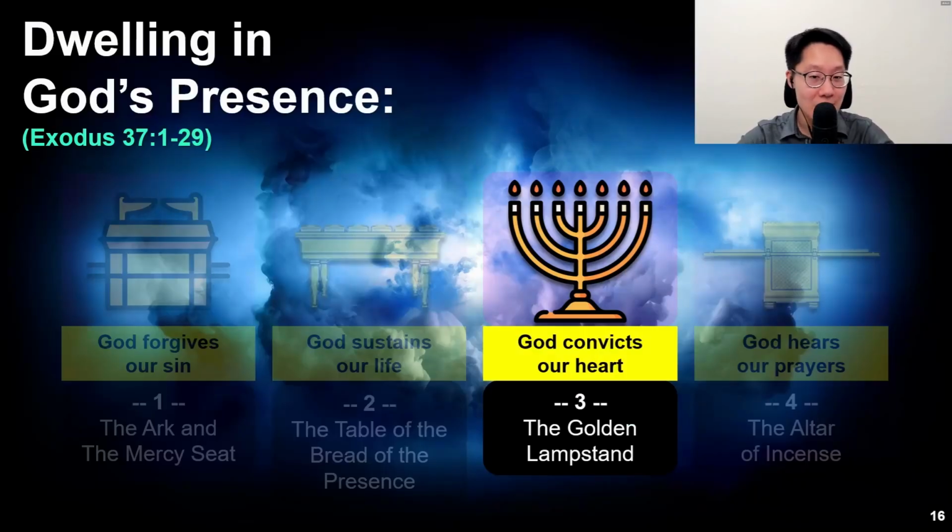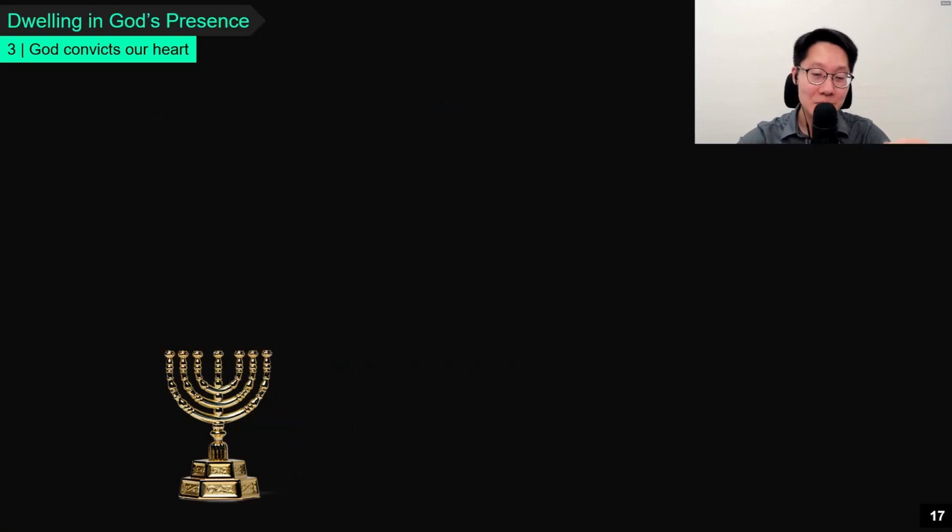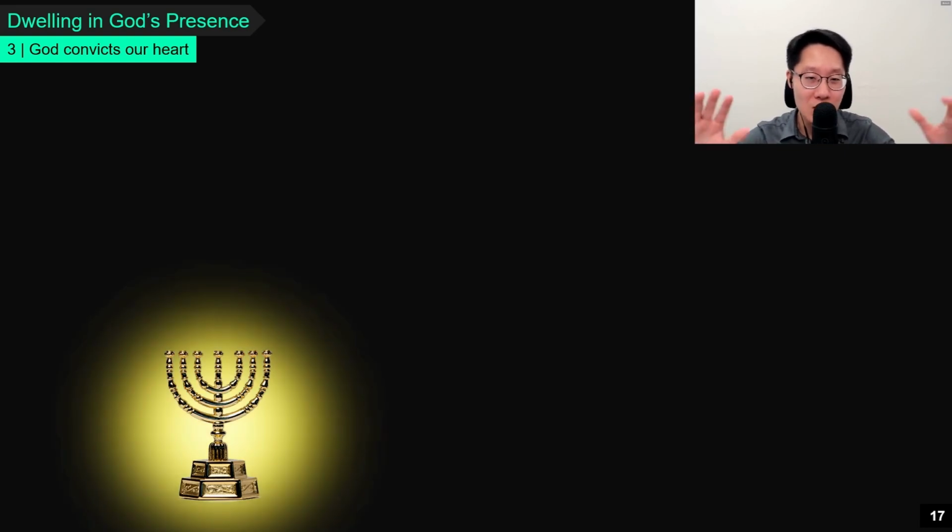And as we dwell in God's presence, we are also reminded that God lights up our worship or God convicts our hearts, all right? So, since there weren't any windows to let in natural light from the outside, the golden lampstand was the only source of light available in the holy place. Without it, the priests or the high priest would not be able to carry out their work in the temple. So the question is this, what does light do?